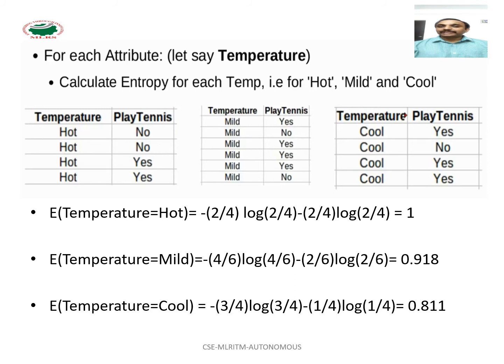How many total examples are there? In that, how many positive are there and how many negative are there? For example, temperature equal to hot. How many positive are there? 2 positive are there. 2 by how many total are there? In the hot case 4 are there. 2 by 4 logarithm of 2 by 4 minus, negative also 2 are there, 2 by 4 logarithm of 2 by 4. Like that we have to calculate entropy of each value of that particular temperature attribute.